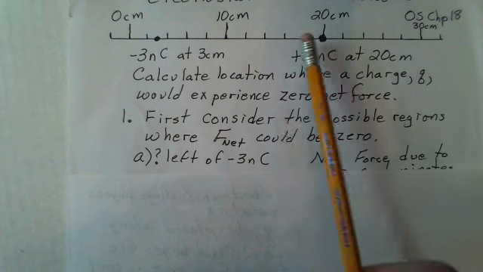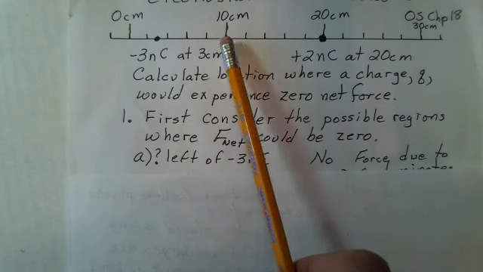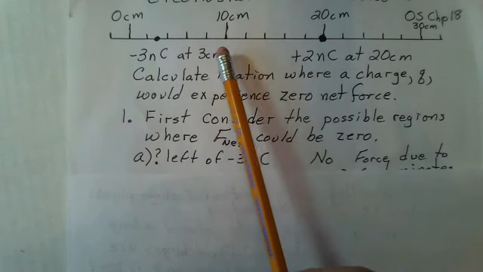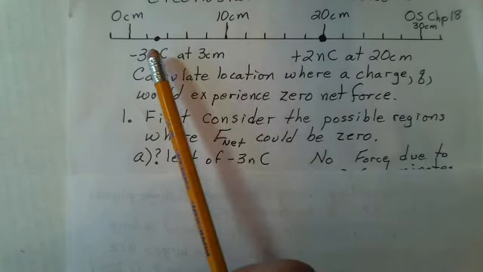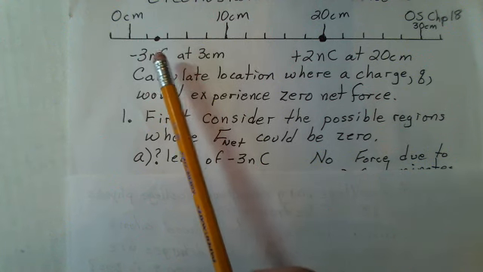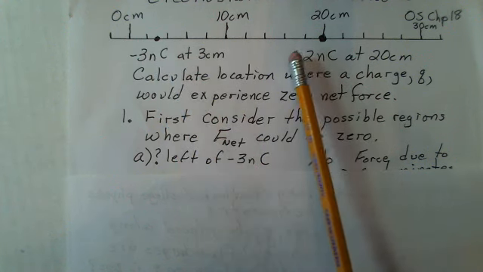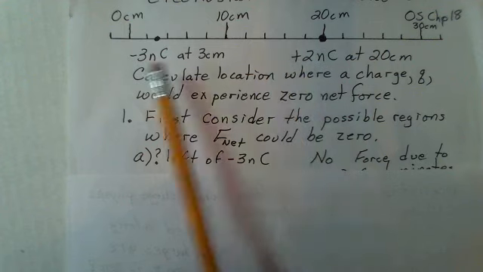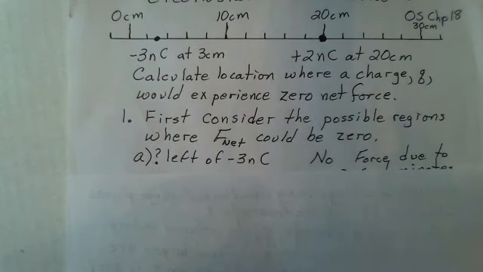In between the two charges, if I put a positive charge, say at the 10 centimeter mark, it would be attracted to the left to the minus 3 nanocoulomb charge. It would be repelled by the 2 nanocoulomb charge. Two forces to the left, no force to the right. Those cannot add to zero.